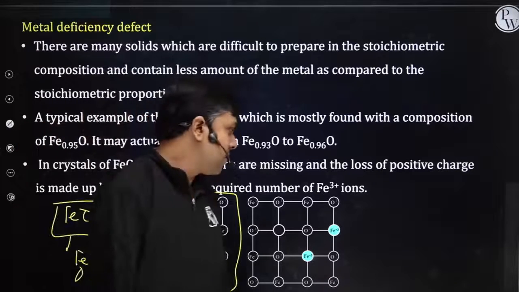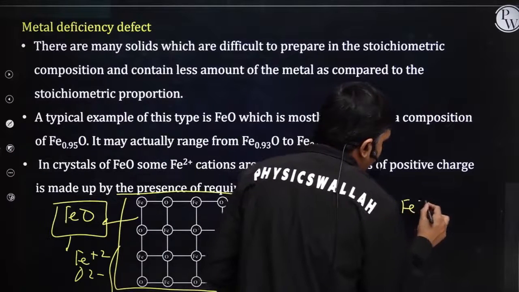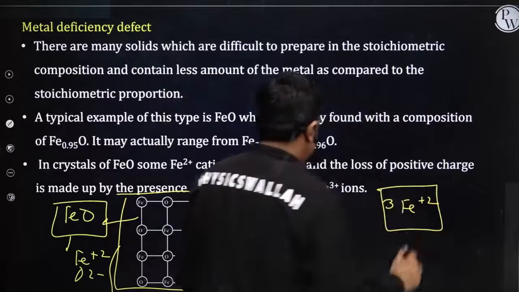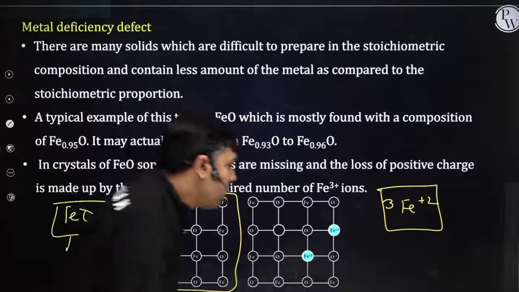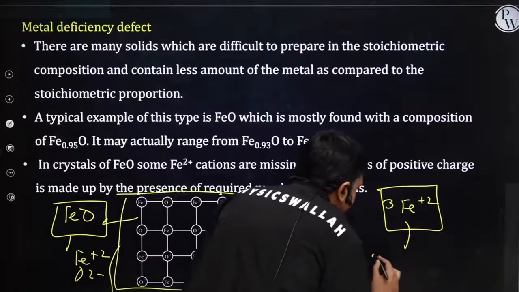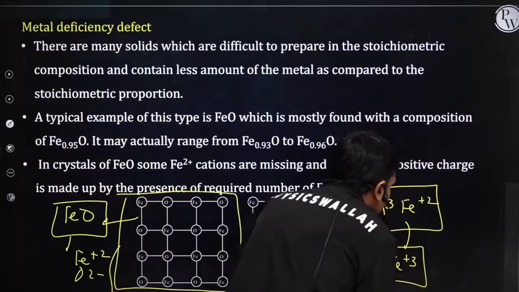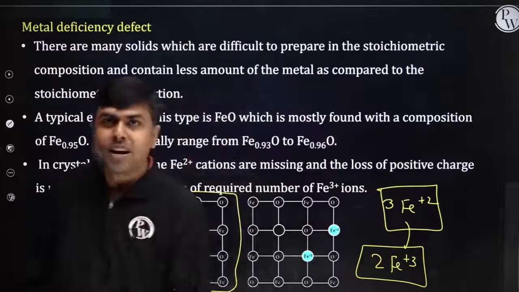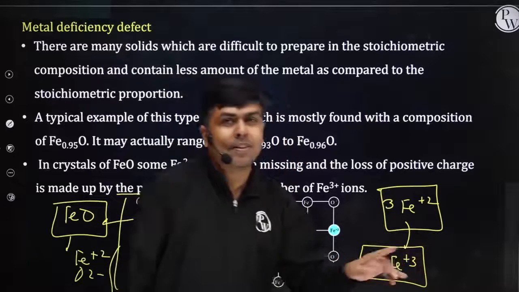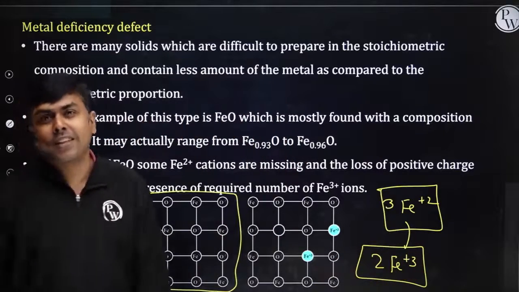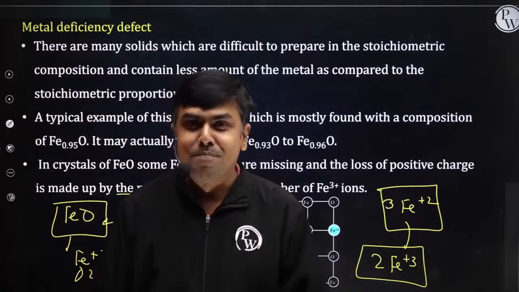Now what happens? I have removed 3Fe²⁺, right? So basically I have removed 3 cations. Now I have replaced these cations by 2Fe³⁺. Initially there was a shortage of 6 positive charge units. I have provided that by adding 2Fe³⁺. Still one of the cationic sites is vacant, but electrical neutrality is maintained.